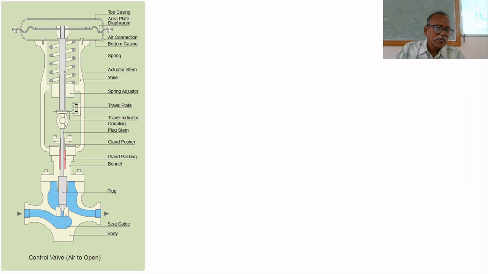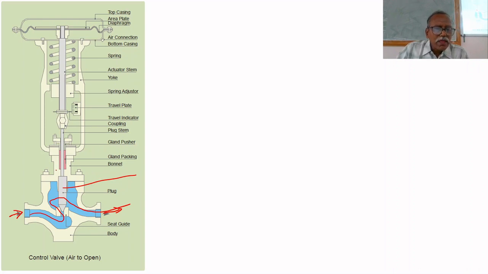This is the valve structure, the cross section of the valve. This is the inlet. Inlet will enter here. Outlet will come here. Already I told you that the flow will be against gravity. This is the seat, and this is called the plug. The shape of the plug decides the type of valve, linear, equal percentage or quick opening.